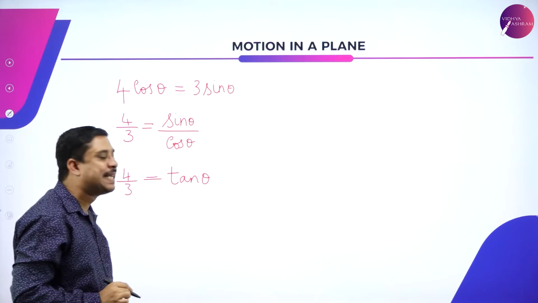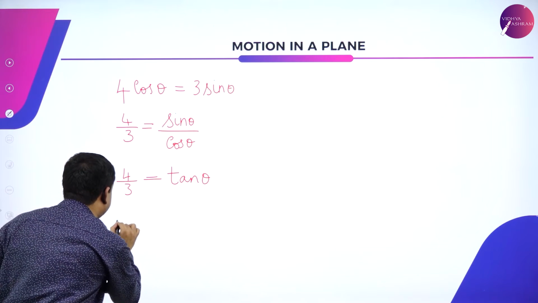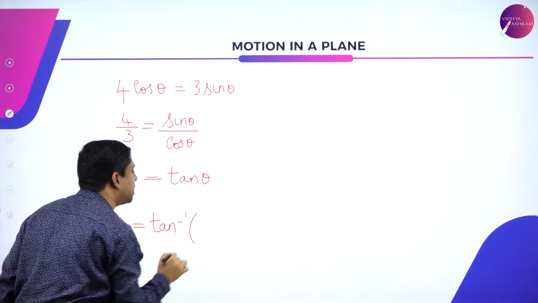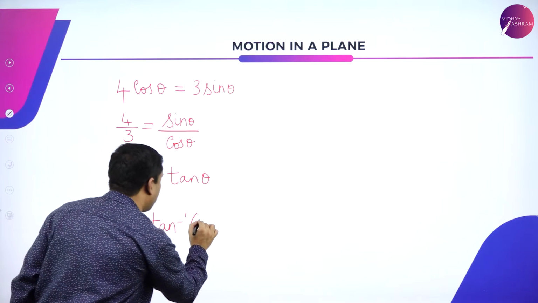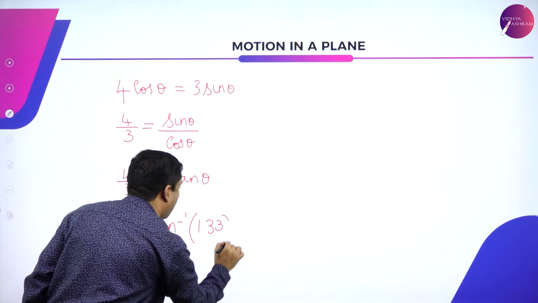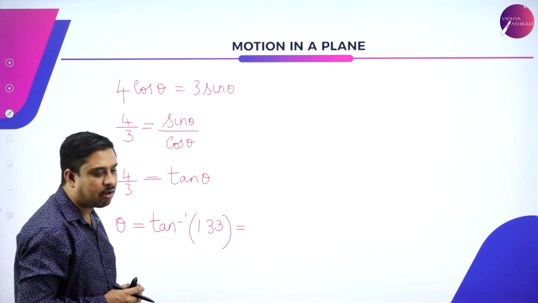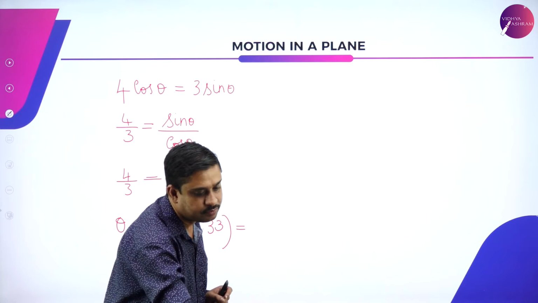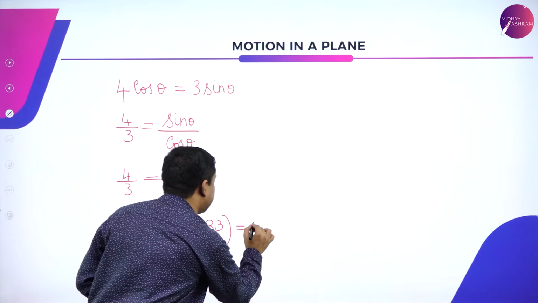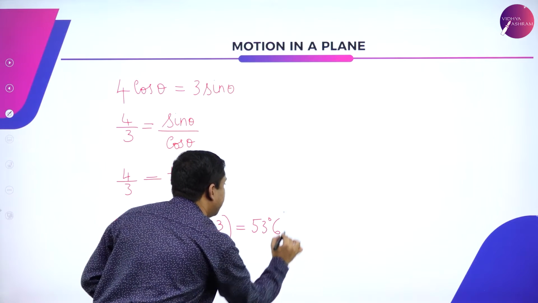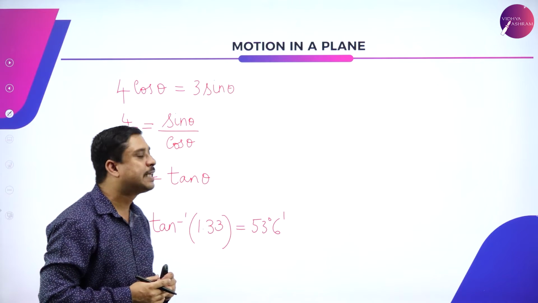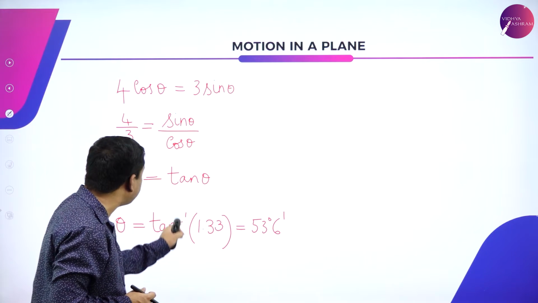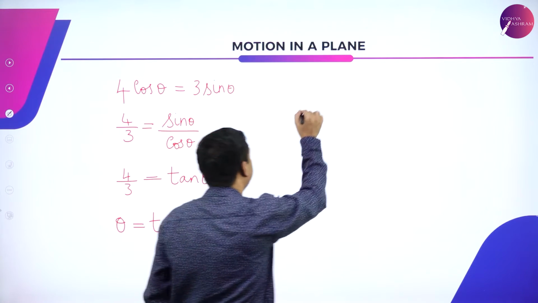Now I want only theta. Tan comes the other side. So theta is tan inverse 4 by 3. 4 divided by 3 is 1.33. And looking at the clock's table, the answer has to be, yes, 53 degrees 6 minutes. Again, I tell you to look at the clock's table. You will be taught in your lab classes. Now, the important thing is this simplification.